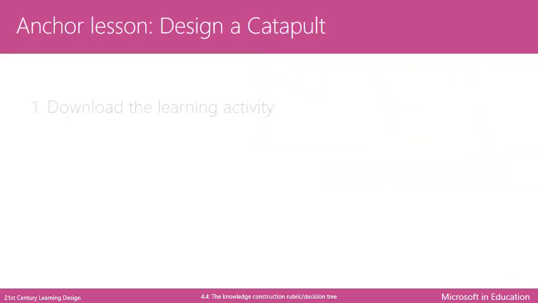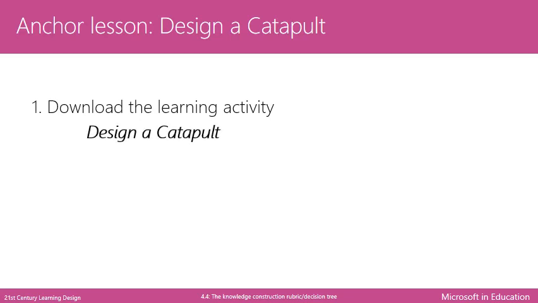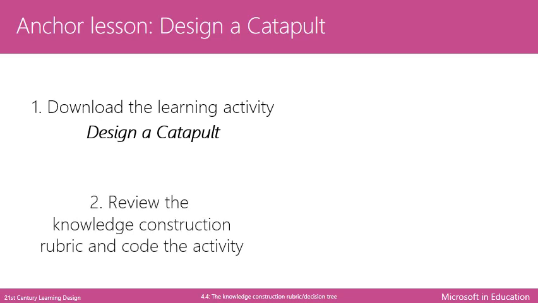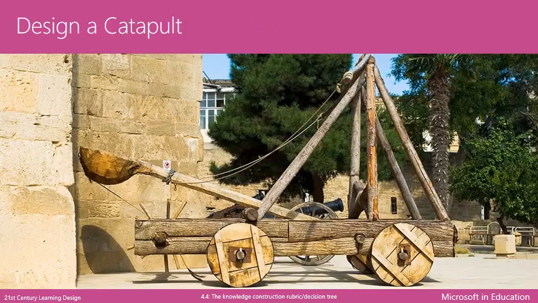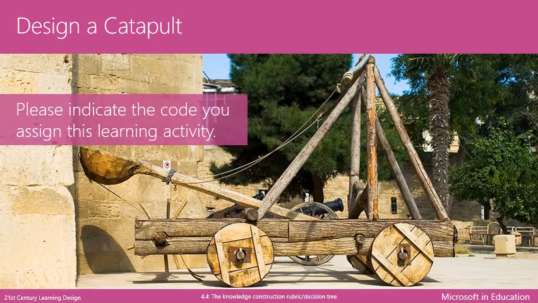Now please download the learning activity entitled Design a Catapult. When you've done this, carefully read it. Then make a decision about the level of knowledge construction that you find in this learning activity. In deciding how to code it, you need to be able to point to evidence in order to justify this code. Remember, you are not looking for what you think you might do. Instead, you are looking for evidence to support the code you are giving this learning activity. Having examined Design a Catapult, please indicate the code you are going to assign this learning activity.